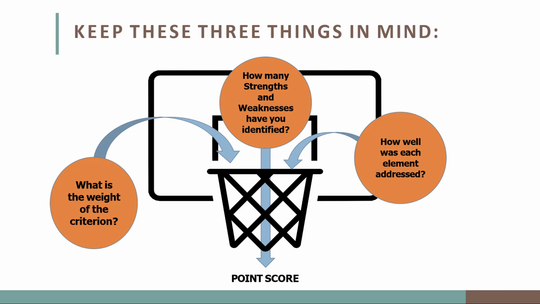A single point score is based on the weight of the criterion, the number of strength and weakness comments, and most importantly, how well the application addressed each element rather than simply awarding points because they have something. Be sure to consider all 3 when drafting comments and submitting scores.